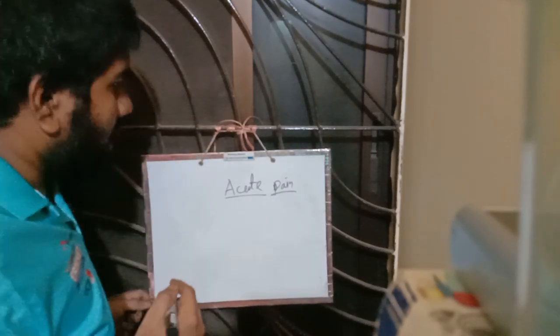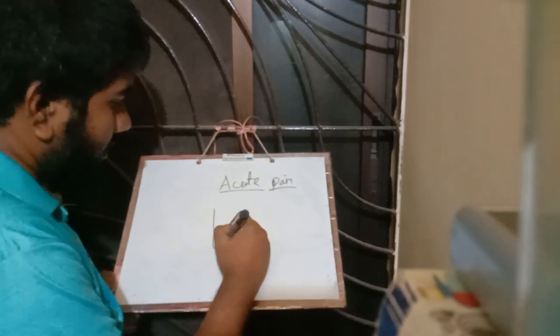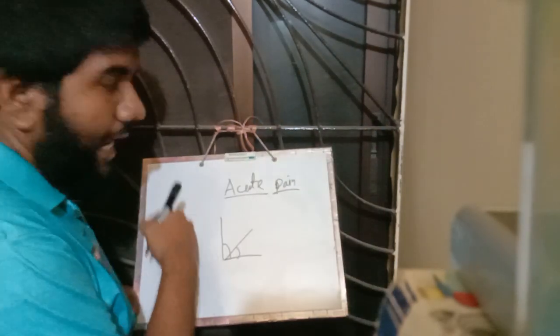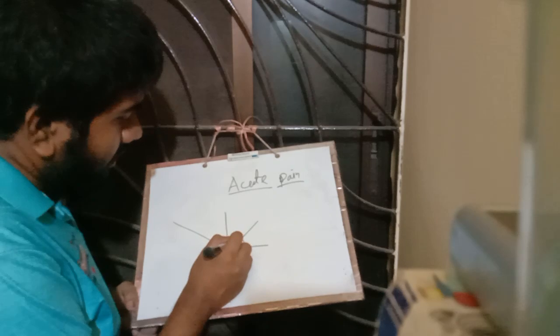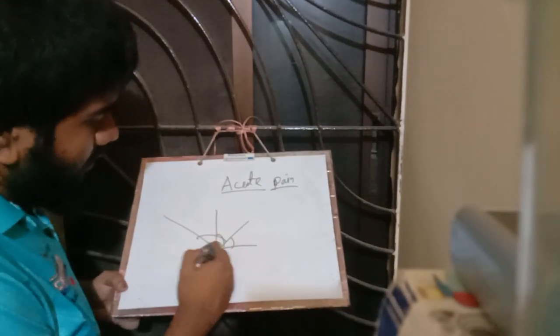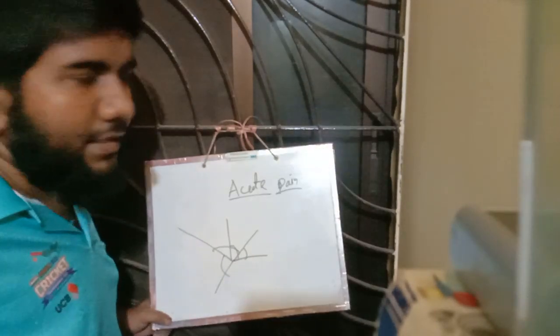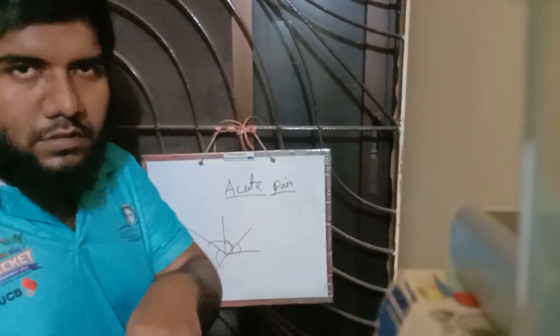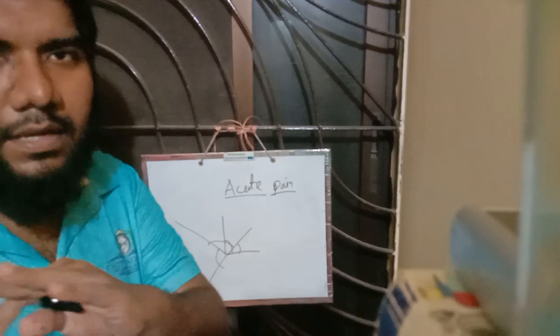So how can I understand acute? You can use the mathematical term: this angle is lower than 90 degrees. That means it has to follow the orders of other angles, like obtuse angles, which are bigger than 90 degrees, and reflex angles, which are bigger than obtuse angles. So you have to follow their orders. That means you have to be in a pain situation.